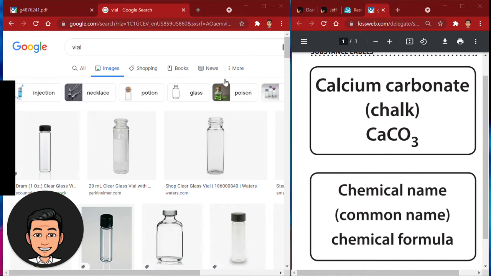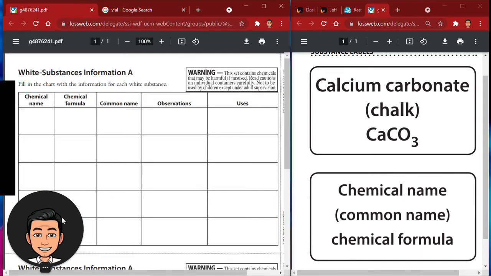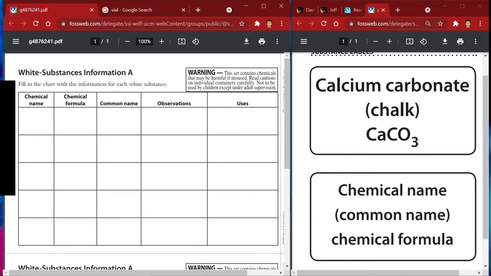Now, we will be looking at vials, which I have some vials pictured here, and you will have 9 of those, but each of them are labeled. What you'll be doing is filling out this worksheet, white substance A, information A, as well as a B sheet, so we'll have more room as well. Now the chemical name will be on each and every vial, as well as a chemical formula and the common name. And you can look over here on the right, this is what they'll look like from top to bottom.